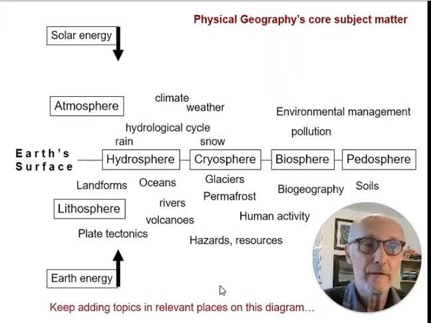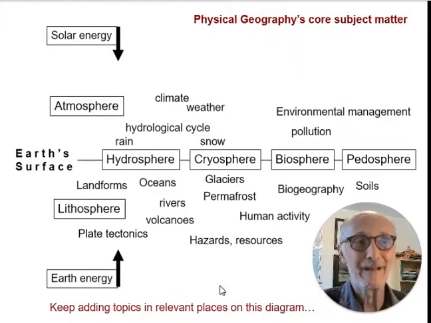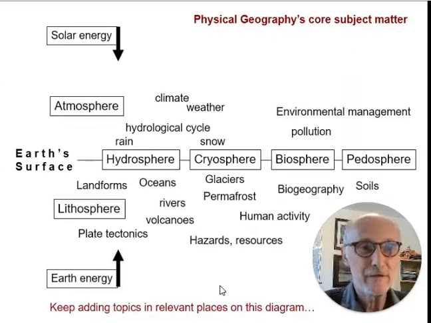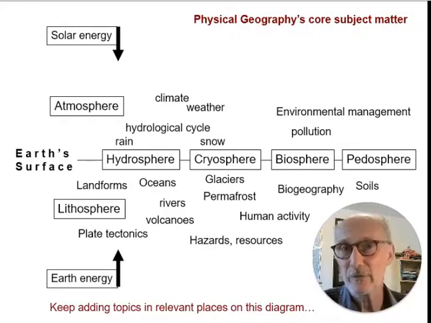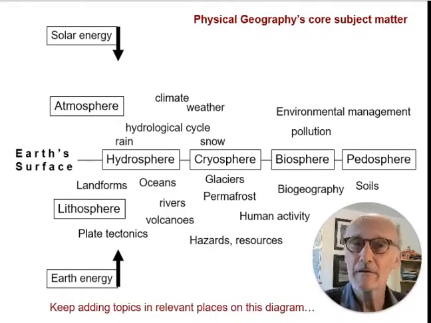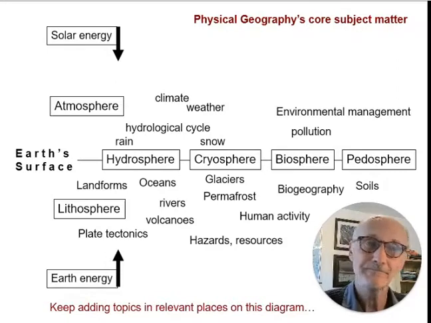So keep working on this and make your own versions of this diagram and make better ones with actual diagrams of the processes and the features included on it as well. But just try fitting everything together to show what are the components of physical geography in terms of this core subject matter, which is part of the definition of physical geography. It's not the whole definition, remember, it's subject matter and approach or method, but this is a core part of the subject matter that we're looking at now.